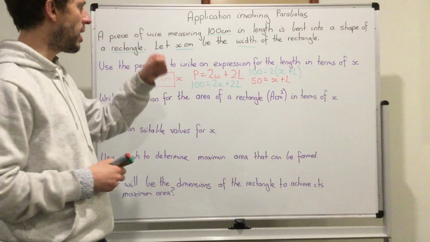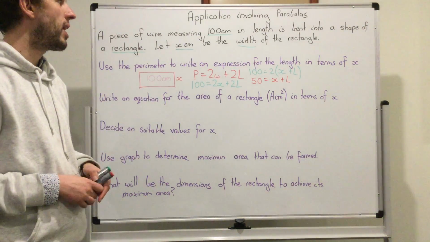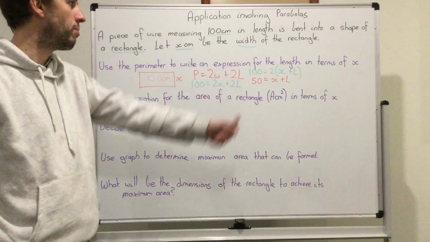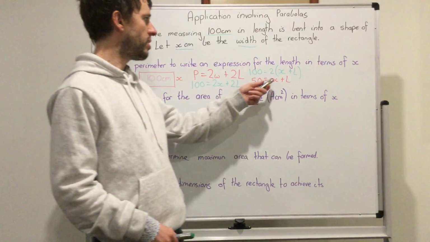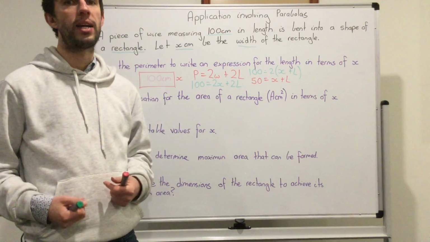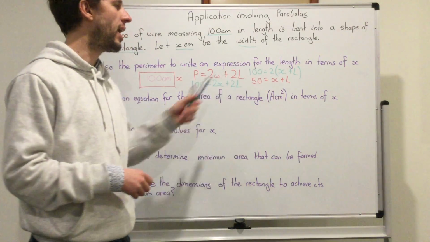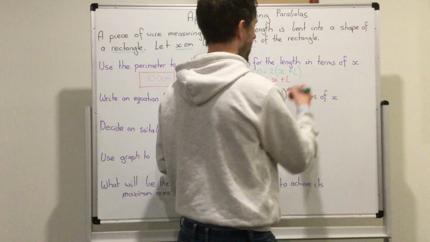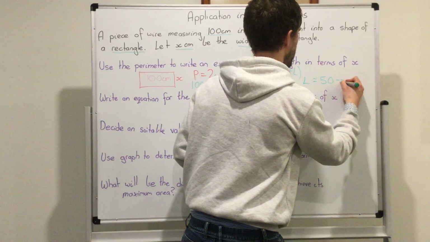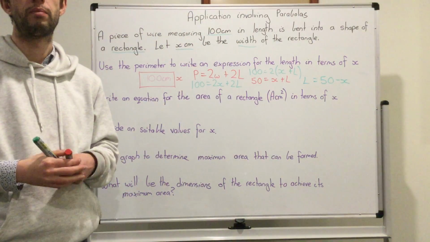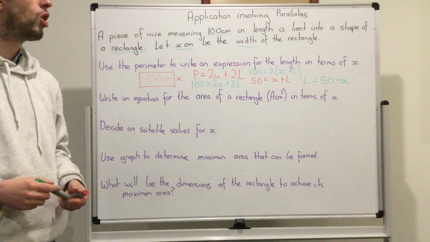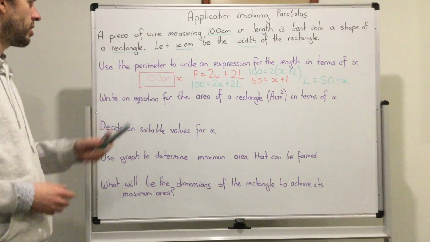Now, the question asks us to write an expression for the length in terms of x. So we want to get l by itself. So I'm going to move x to the other side. Now, this is saying we've got 1x. How do I get 1x to 0? I have to take x. So I take x on both sides. And that becomes length equals 50 minus x. Now, that is my expression for length in terms of x. So let's go to the next part.